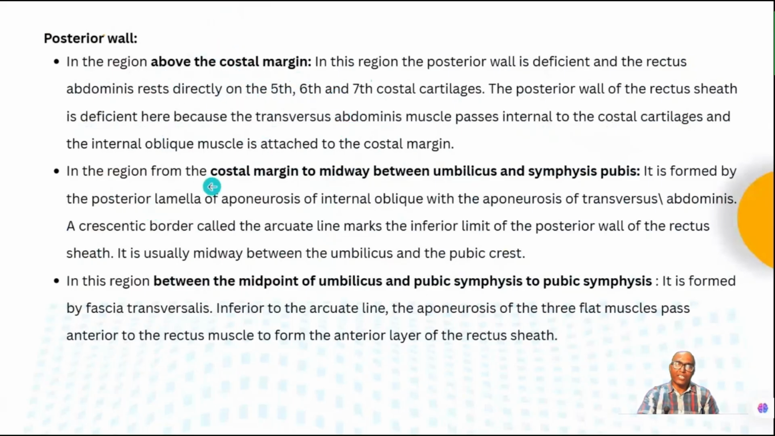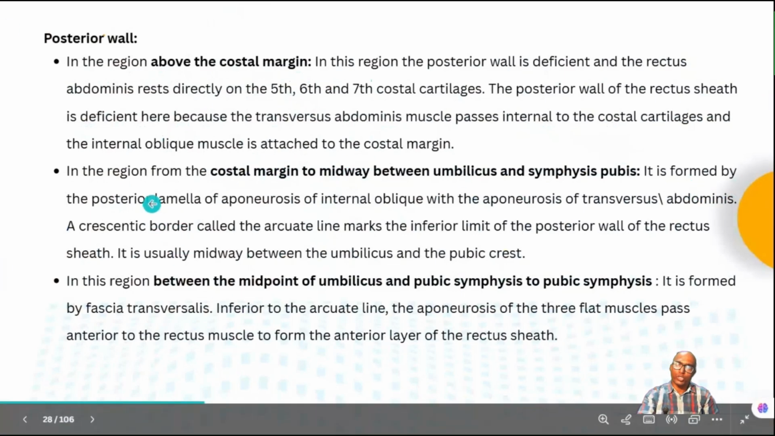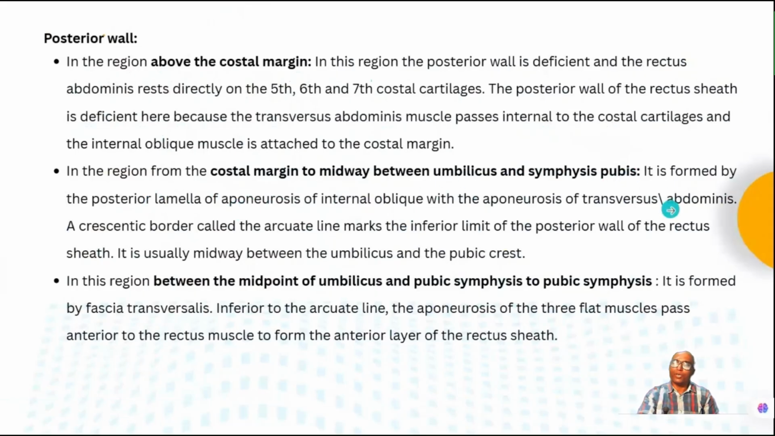Okay. Then in the region between the costal margin to midway between the umbilicus and pubic symphysis, it is formed by the posterior lamina of the internal oblique with the aponeurosis of the transversus abdominis. Okay. A crescentic border called the arcuate line marks the inferior limit of the posterior wall of the rectus sheath. This is the line which is called the linea semicircularis. Okay, it is usually midway between the umbilicus and the pubic crest. Okay, then in the region between the midpoint of the umbilicus and pubic symphysis to the pubic symphysis, it is formed by the fascia transversalis.